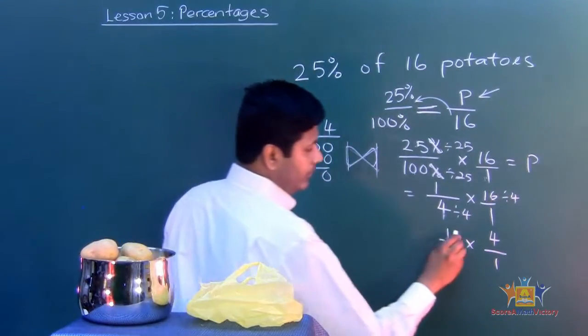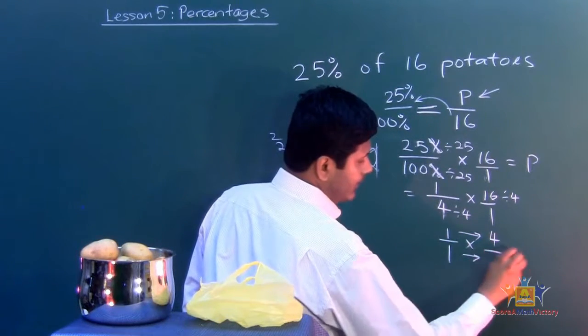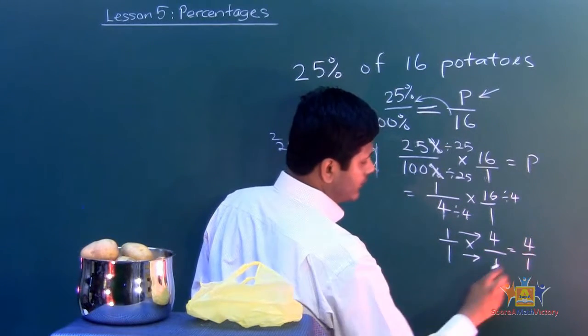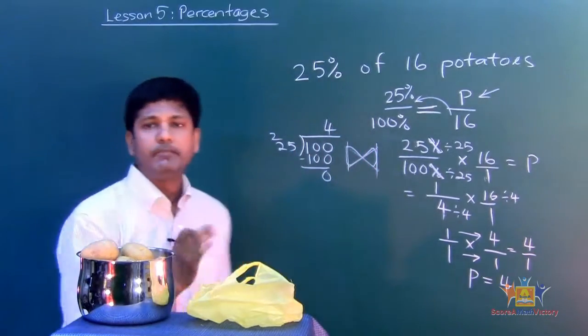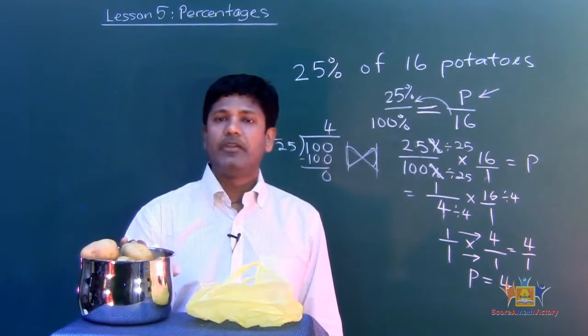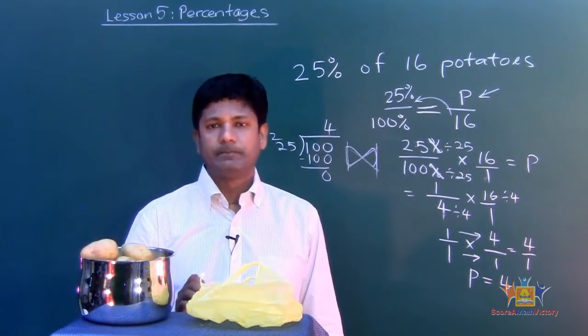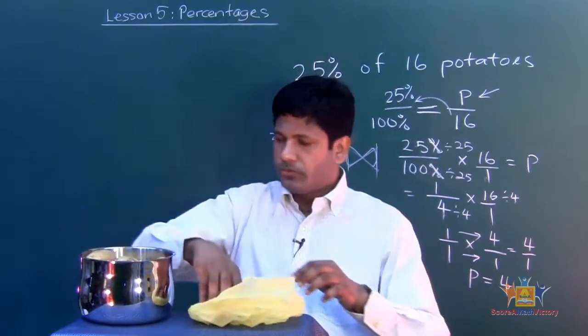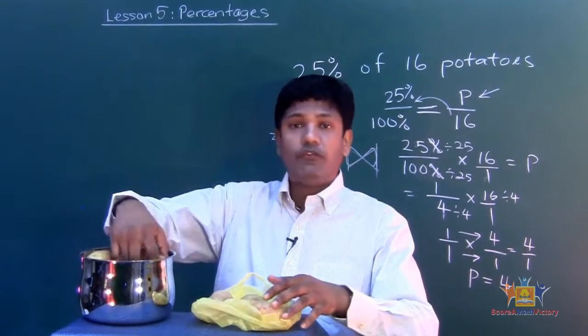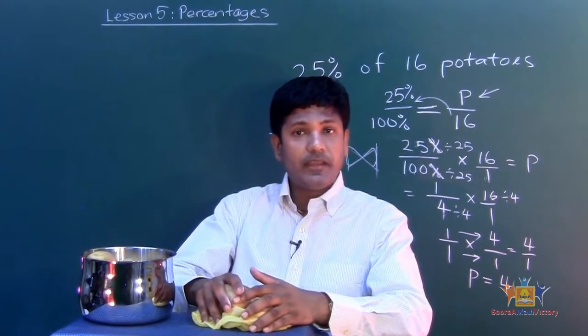Alright, so I'm going to use the double arrow method. That gives me 4 over 1. So that means P equals 4. So 25% of 16 potatoes is 4 potatoes. Alright? Okay, so that means 1, 2, 3, 4. That's 25%.